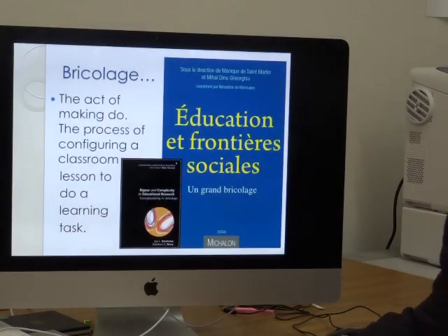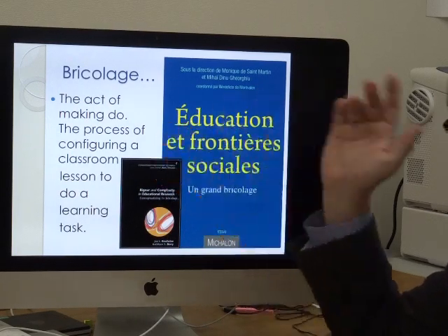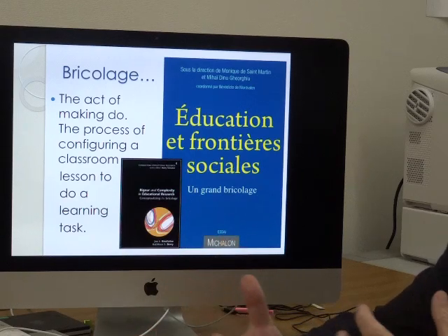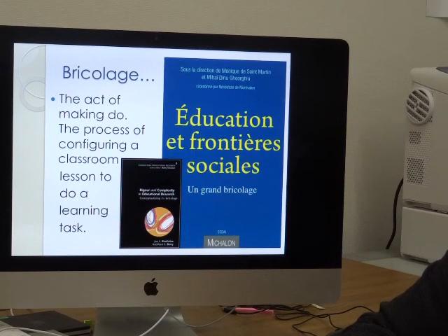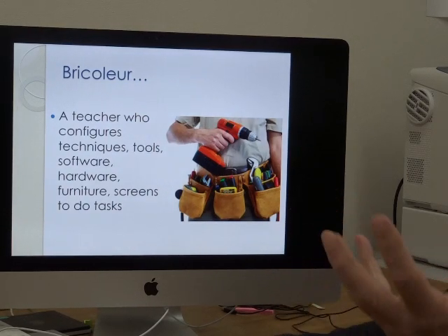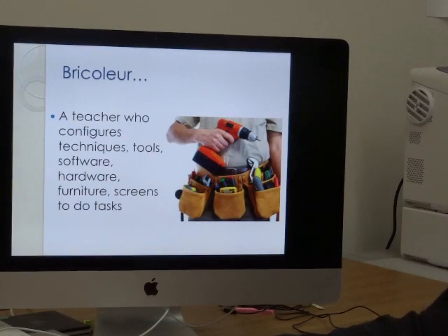Now, what do I mean by bricolage? Bricolage is a French word, and it's the act of making do. And this is what teachers do. They don't always plan, or they don't always do the ideal procedure, but they configure a classroom given the tools they have, given the devices that students have or the school has, and you make do with that when you do a learning task. A bricoleur is a teacher who configures techniques, tools, software, hardware, furniture, screens to do a task.